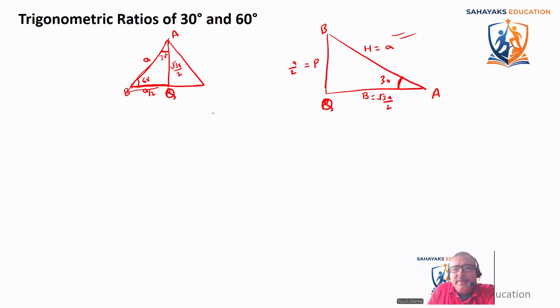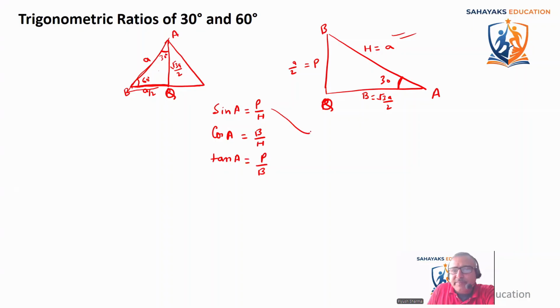Again we'll write sin A, cos A, and tan A. I'm just writing these three. What is sin A? Sin A is P by H. Cos A is B by H. And tan A is P by B.